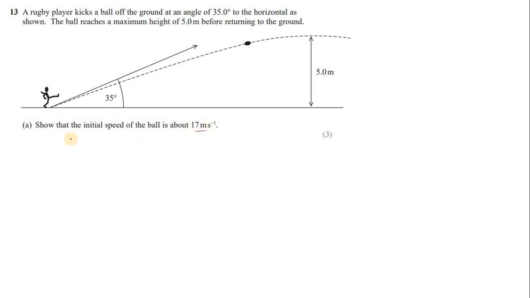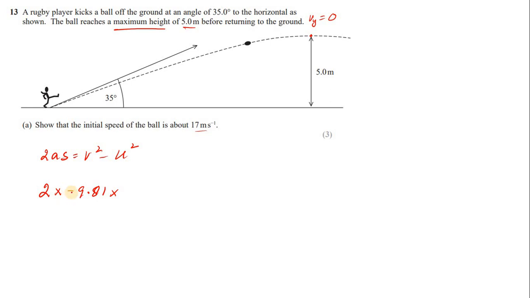So the idea is, because we have been given the maximum height of 5 meters, you know that at maximum height the vertical component Vy is always 0, and that's what we can use. So we can use the equation 2as is equal to v squared minus u squared, where v is the final vertical velocity and u is the initial vertical velocity. So you can say 2 times minus 9.81.